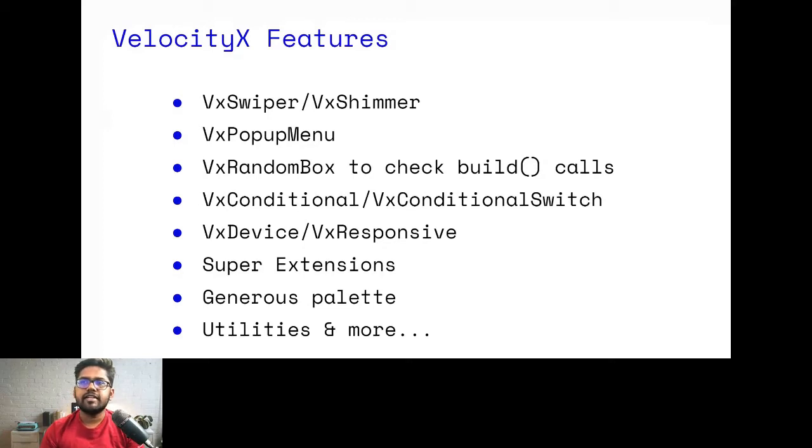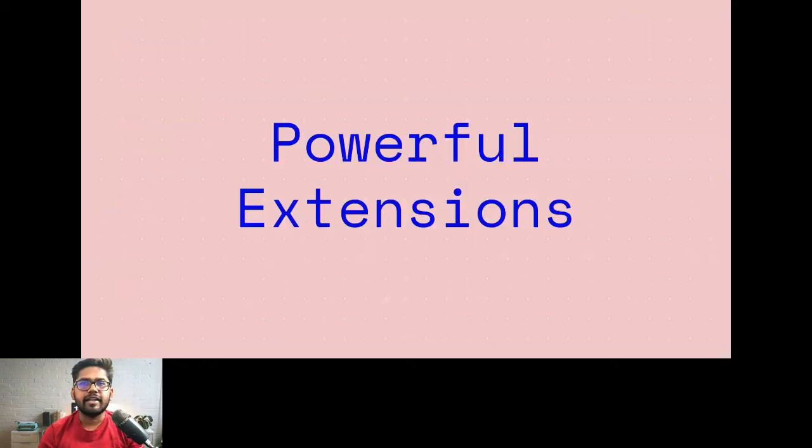Then VX device and VX responsive are a couple of widgets which you can use for responsive designs. Then there are a lot of super extensions which you can use with VelocityX. And there are some widgets and extensions both available, so you can mix them and use them together. Then there is a generous palette of colors, which is again taken from Tailwind CSS, and there are a lot of utilities as well. So yeah, I have been talking a lot about extensions in all my talks because I feel that extensions are very powerful. If you use them wisely, then it can really help you a lot.